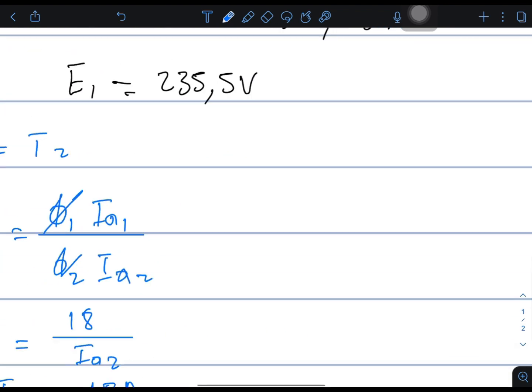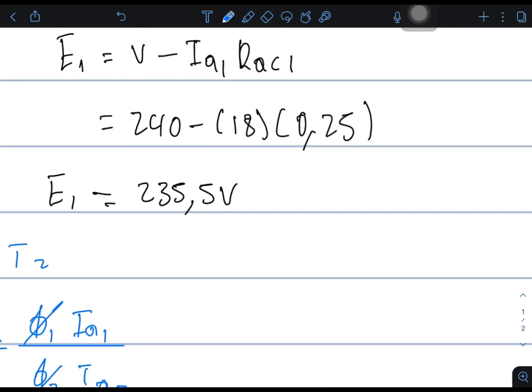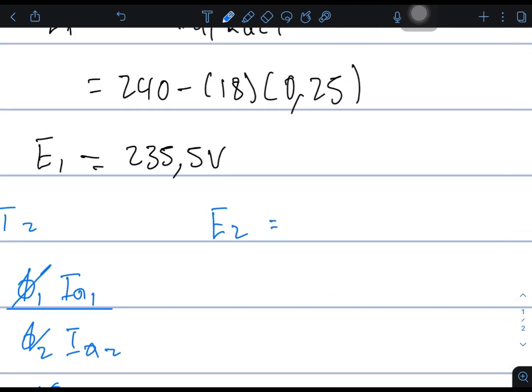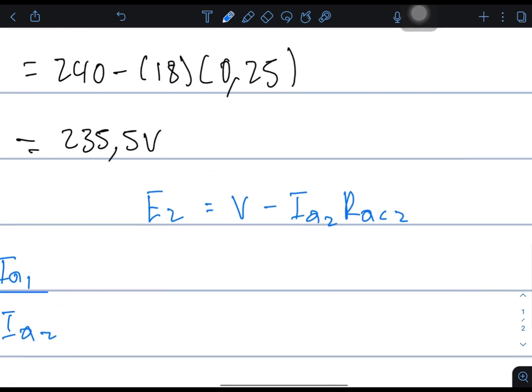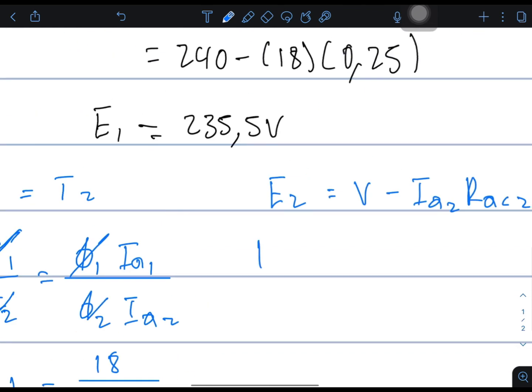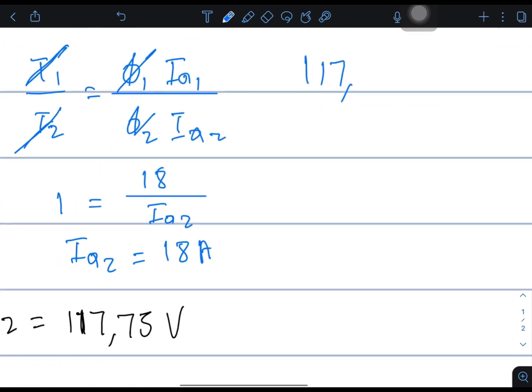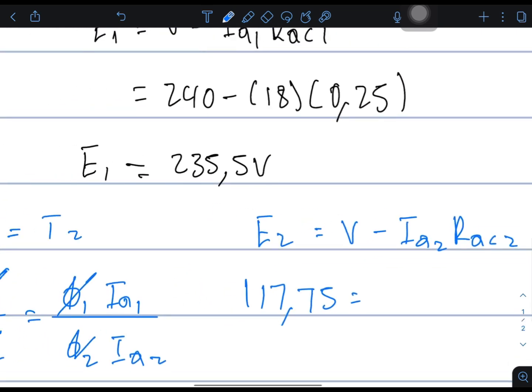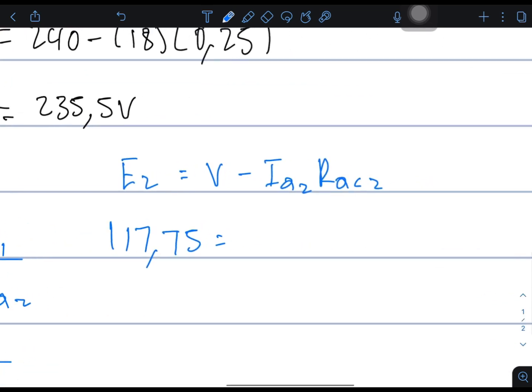Now we can calculate RAC2, because we know the formula. E2 is equal to V minus IA2 times RAC2. We can calculate RAC2. E1 is 117.75, equal to the supply voltage, which is 240 now. 240 minus 18 times RAC2.